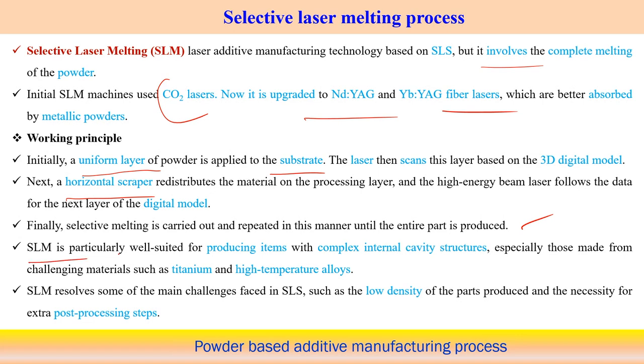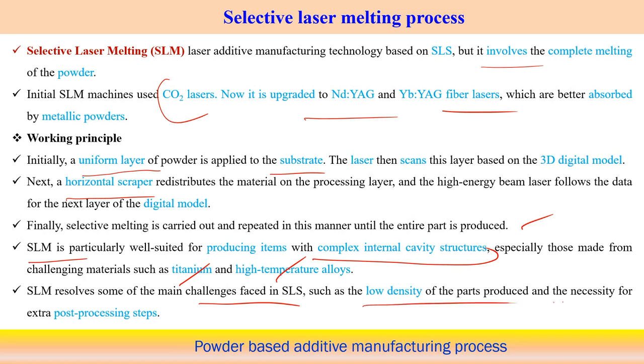So SLM is practically well suited for producing highly complex internal cavity structures. Therefore, if there is an internal cavity structure, selective laser melting is more appropriate, and it is also applicable for more challenging materials. For example, titanium and high temperature alloys are handled using this selective laser melting operation. The main challenges we faced in the selective laser sintering process can be addressed using the selective laser melting process.